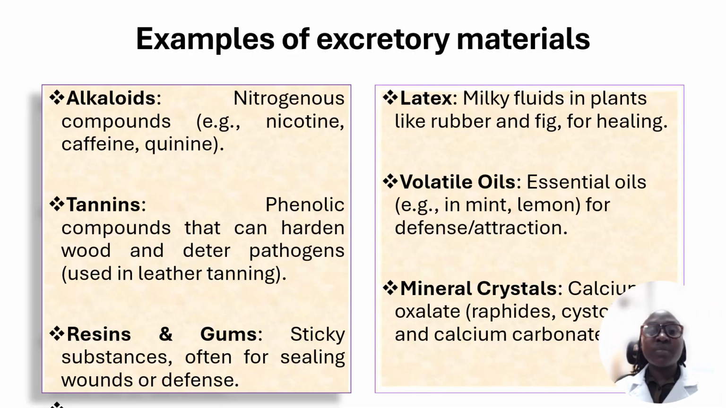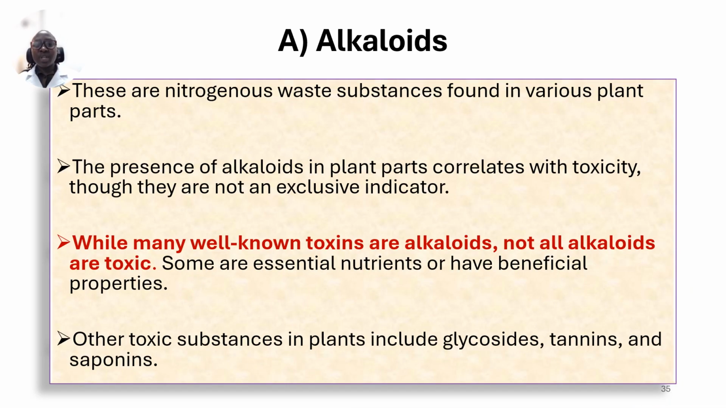Examples of excretory materials I have pointed out, but in this part we are going to deal with alkaloids and mineral crystals. Alkaloids are nitrogenous waste substances found in various plant parts. The presence of these in plants correlates with toxicity, though they are not an exclusive indicator of toxicity. So, most well-known toxins are alkaloids, but not all alkaloids are toxic. We should keep this in mind.